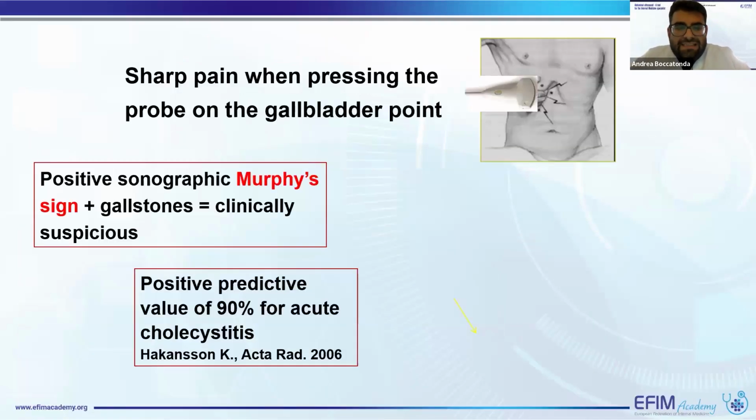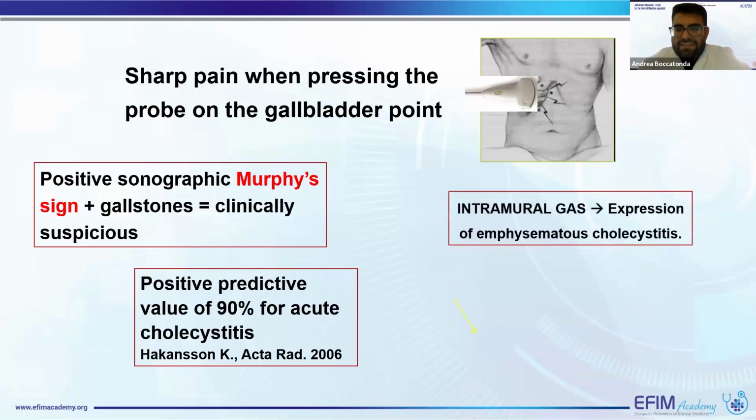Another relevant sign is the so-called ultrasound Murphy sign that we observe as a sharp pain when we exert a pressure with the probe on the gallbladder point, and the Murphy sign has a positive predictive value of over 90% for acute cholecystitis.